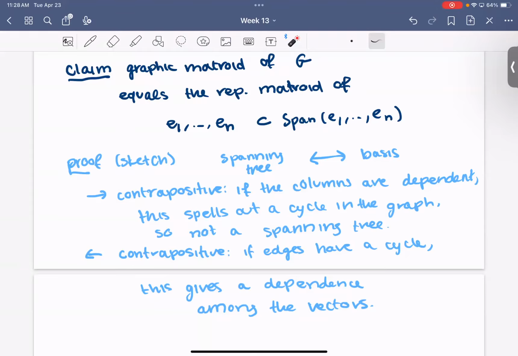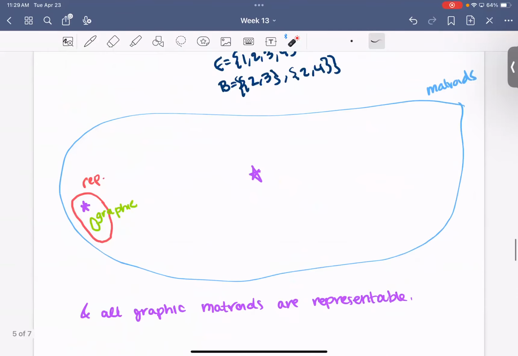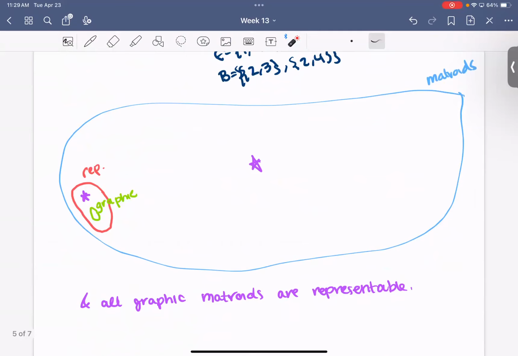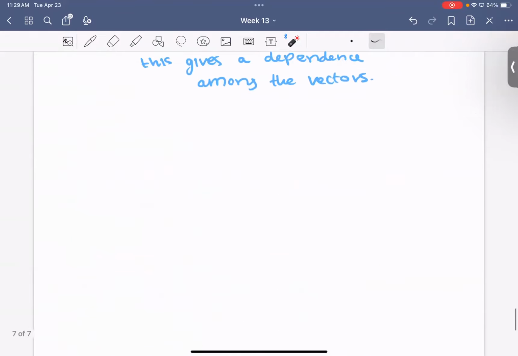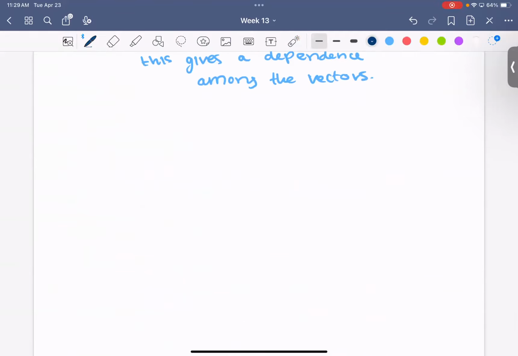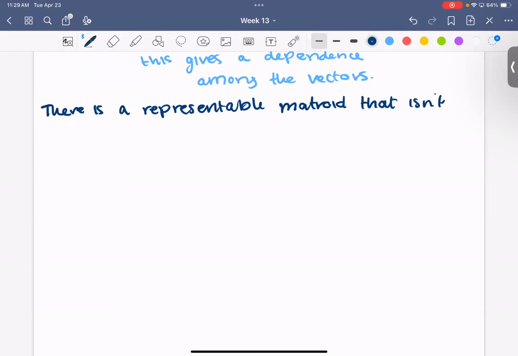Okay, so going back to this picture, now we understand how to show that every graphic matroid is representable. Well, let's see an example of a representable matroid that's not graphic. So next part: there is a representable matroid that isn't graphic.